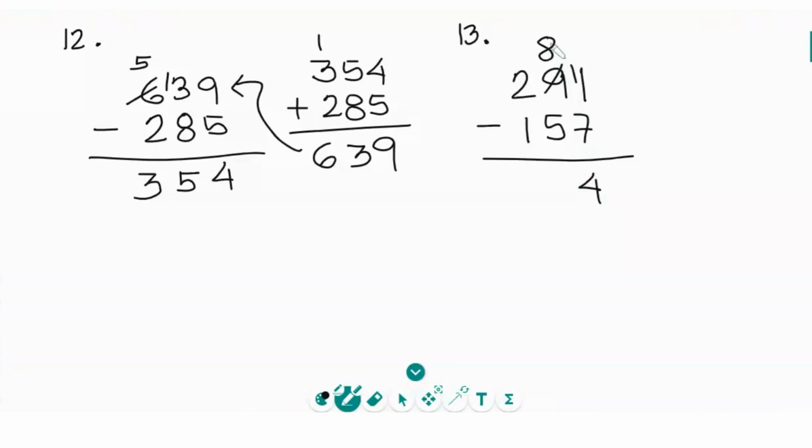And here we have 8 minus 5 is 3. Again, if we add 3 to 5, that will give us 8. And 2 minus 1 is 1. So let's check that one.